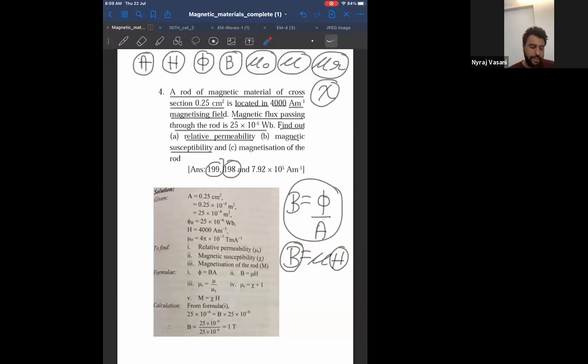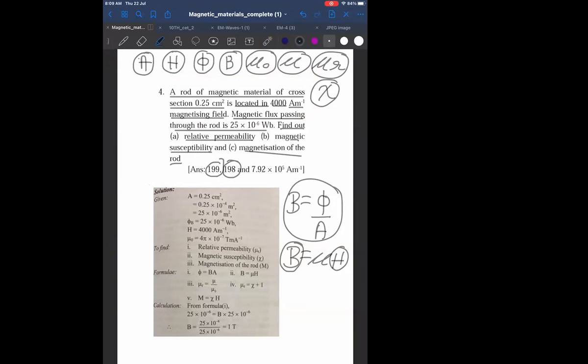See what is the third thing they're asking? What is the magnetization of the rod? Now what is the actual formula for magnetization? Magnetic moment per unit volume. Now can I use that formula or I cannot use that formula? We can't use that. Why? For a metallic rod, it has a different formula, which is mu naught into magnetization.